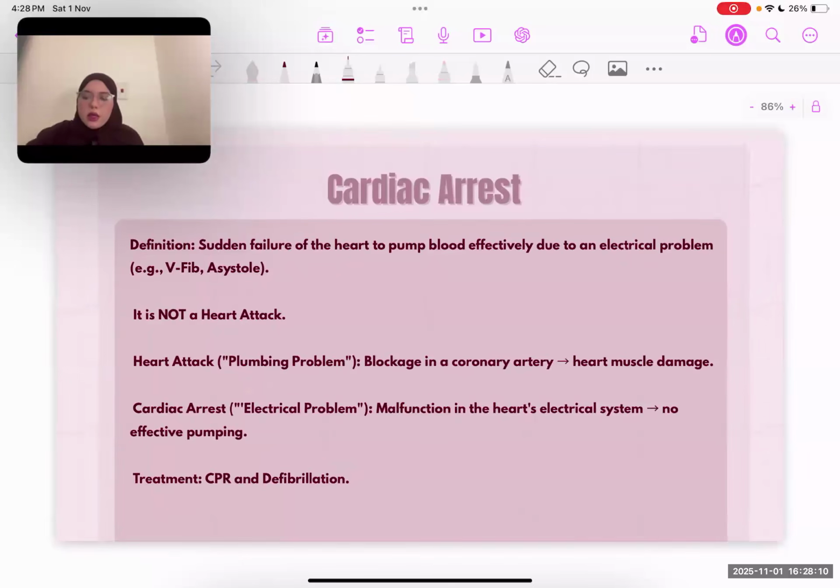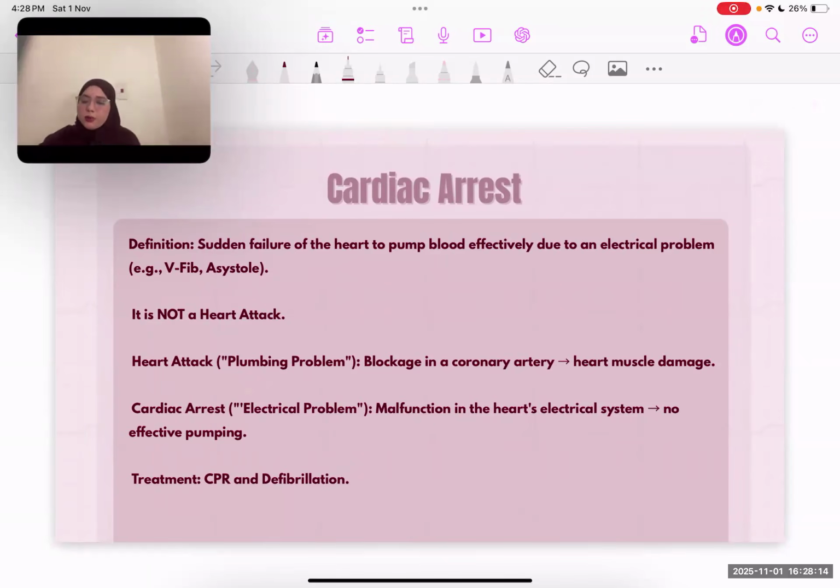Okay. Now let's talk about cardiac arrest. It's sudden failure of the heart to pump blood effectively due to an electrical problem. It is not a heart attack. This is the difference between a heart attack and a cardiac arrest. A cardiac arrest means something's wrong with the heart's conduction system, like there's an electrical problem. With a heart attack, there's a blockage in the arteries, and that's why the heart muscle gets damaged. Let's say your coronary artery is damaged, that means it's a heart attack.